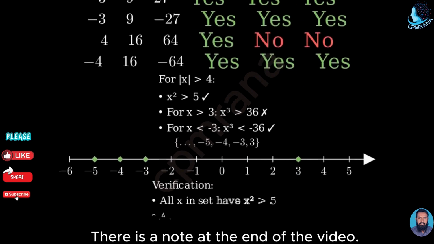To verify our answer, we can check that all these values satisfy both conditions. Their squares are greater than 5, and their cubes are less than or equal to 36.